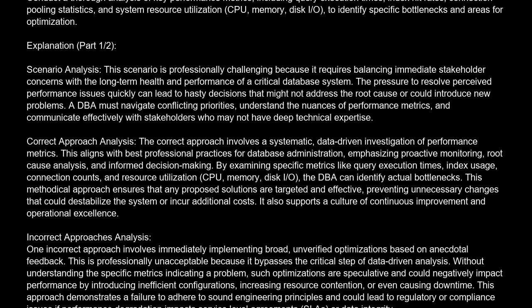Incorrect approaches analysis. One incorrect approach involves immediately implementing broad, unverified optimizations based on anecdotal feedback. This is professionally unacceptable because it bypasses the critical step of data-driven analysis. Without understanding the specific metrics indicating a problem, such optimizations are speculative and could negatively impact performance by introducing inefficient configurations, increasing resource contention, or even causing downtime. This approach demonstrates a failure to adhere to sound engineering principles and could lead to regulatory or compliance issues if performance degradation impacts service-level agreements (SLAs), or data integrity.